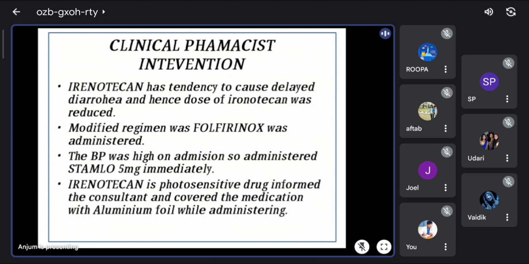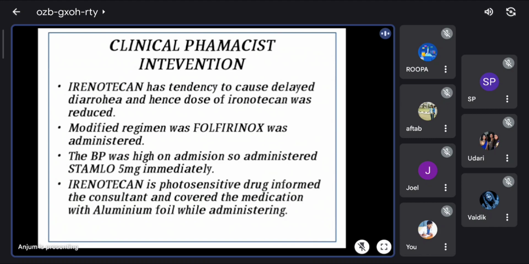There are many types of photosensitive drugs. They can be sensitive to visible light or UV light or sunlight. Based on that, we decide what kind of covering or protection the drug needs. So irinotecan was sensitive even to our normal light. So I suggested to the doctor that we wrap this drug in aluminum foil and administer it. So he agreed.